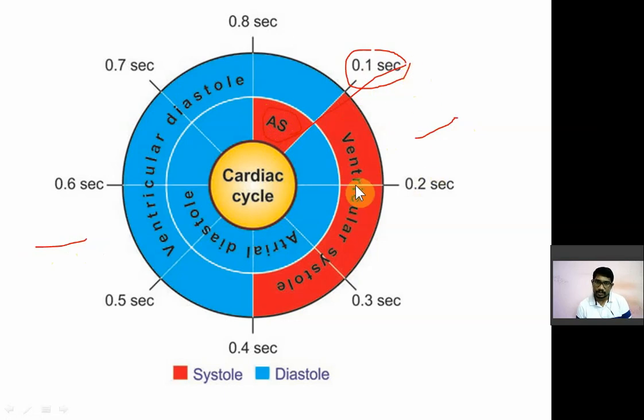Then ventricular systole is of 0.4 second. Atrial systole 0.1 second, ventricular systole 0.4 second.